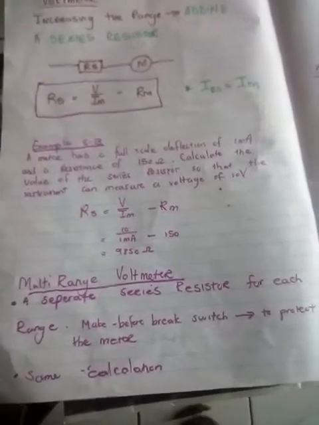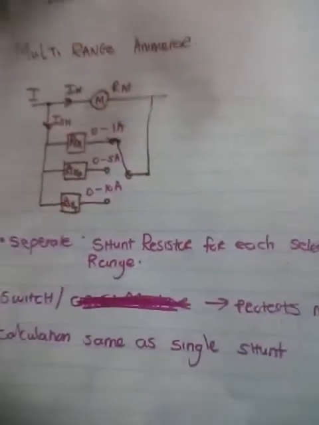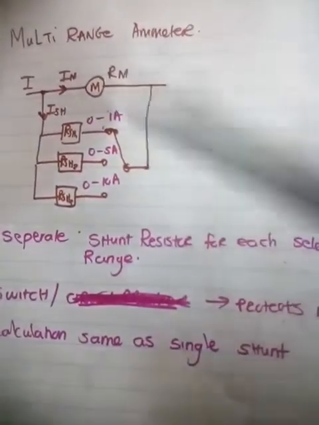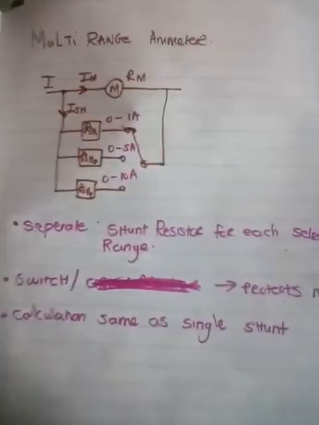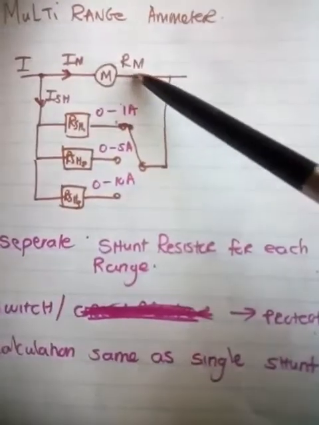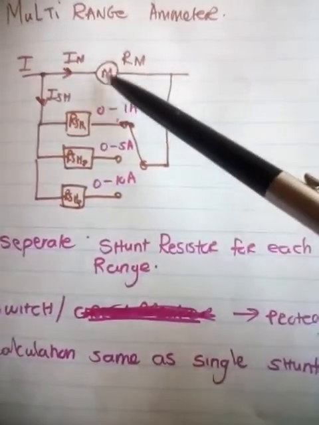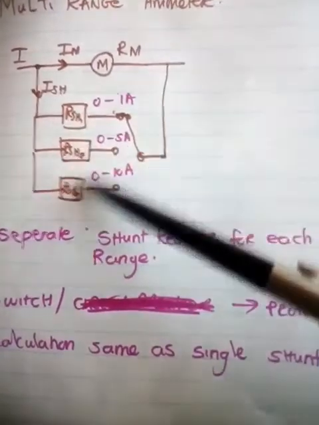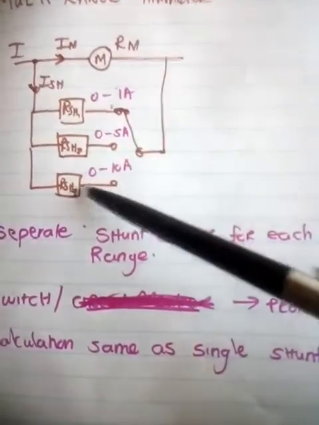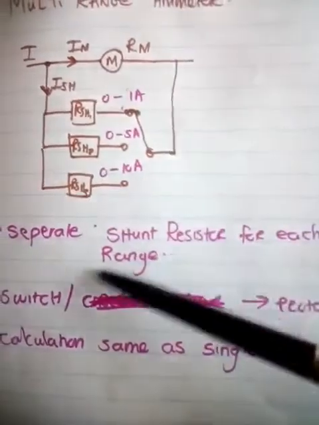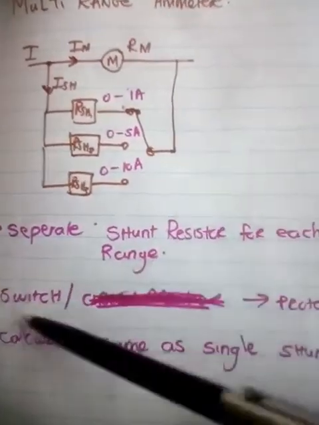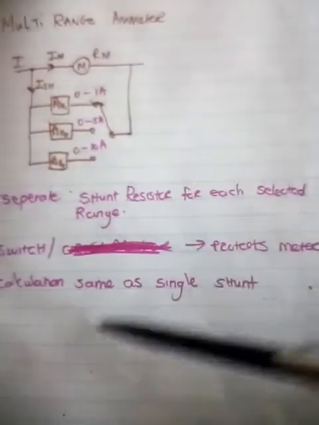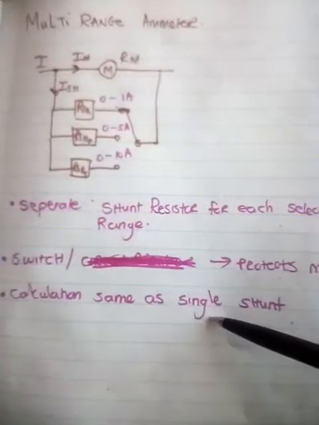when you are doing the ammeter, there's also a multi-range ammeter, and this is how it looks. Remember you add a shunt resistor, and there is a shunt resistor for each range: 1 amp, 5 amp, 10 amp range. Also a separate shunt resistor for each range, and a make before break switch to protect the meter, and the calculation is the same as for a single shunt.